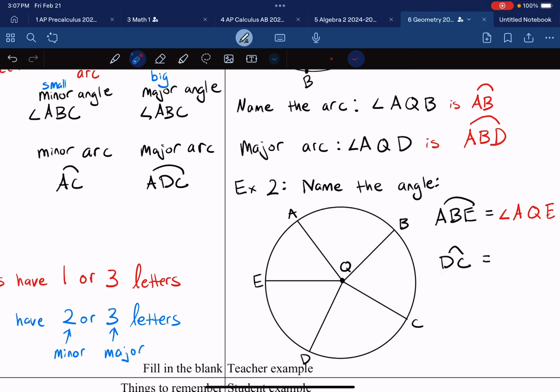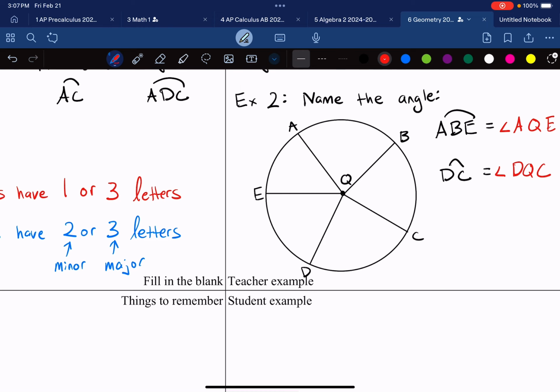DC is a minor arc, so we can say DC is this arc right here. And again, it's going to start at D, end at C. So we're going to write the angle symbol, angle, and it's going to start at D, end at C, but we always need 3 letters for this angle because we don't want to be confused by just calling it angle Q. Q is going to go in the center over here. It's going to be angle D, capital Q, then C. I don't know why I randomly said capital there, but it is DQC.